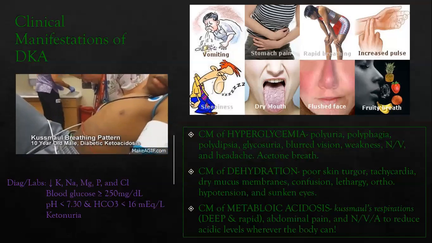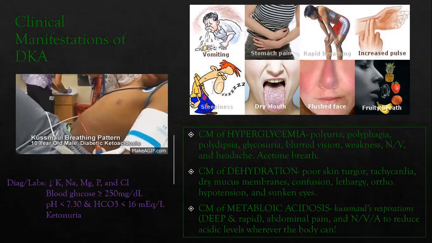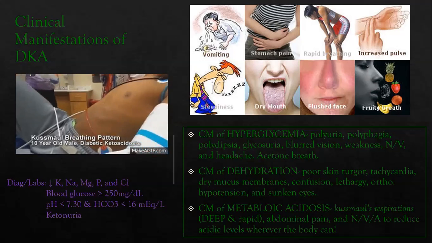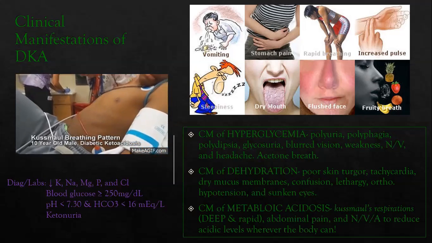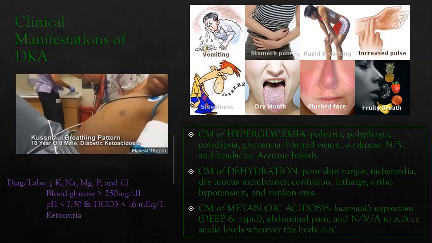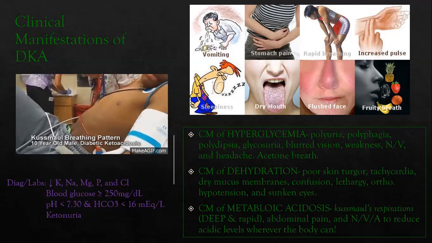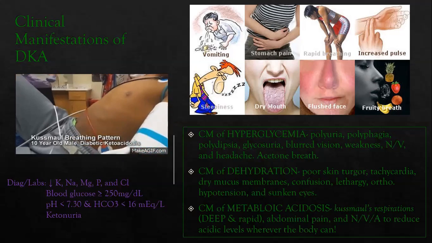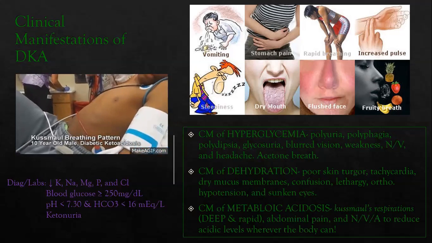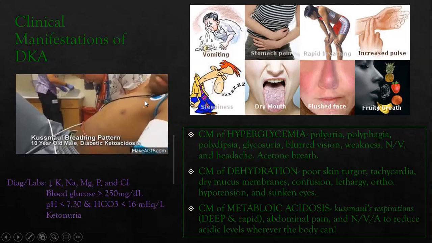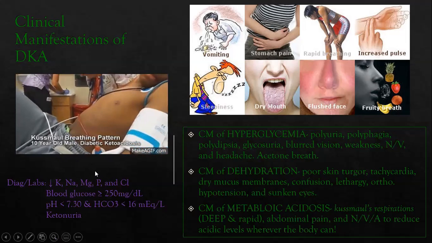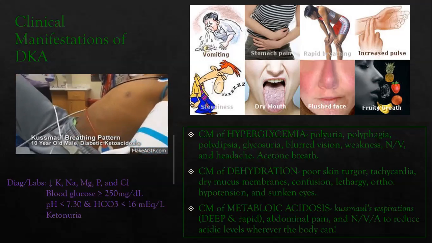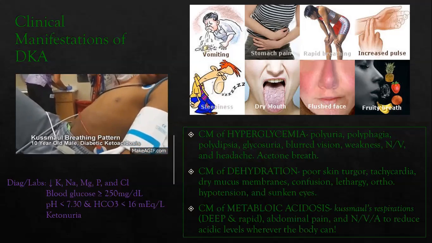Then they're going to have signs and symptoms of dehydration. You guys have learned that since level 1. Poor skin turgor, tachycardia, dry mucous membranes, confusion, lethargy, orthostatic hypotension, sunken eyeballs, and then as well as they're going to have clinical manifestations of metabolic acidosis. That is Kussmaul's respirations, which I have here on the slide. This is deep and rapid respirations, not shallow and rapid, deep and rapid respirations.